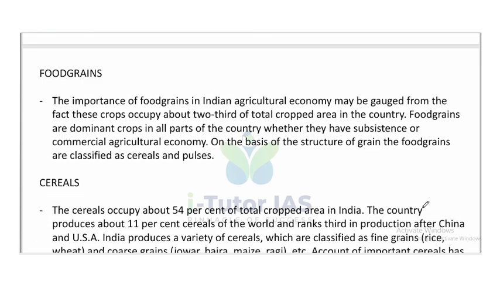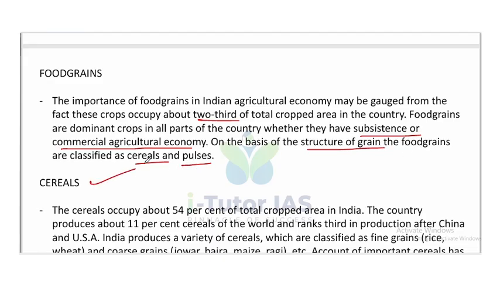Food grains. The importance of food grains in the Indian agricultural economy may be gauged from the fact that these crops occupy about two-thirds of the total cropped area in the country. Food grains are dominant crops in all parts of the country, whether they have a subsistence or commercial agriculture economy. On the basis of the structure of grain, the food grains are classified as cereals and pulses.